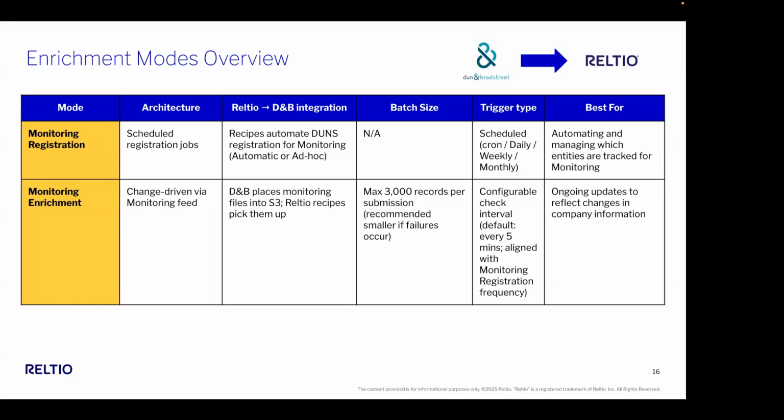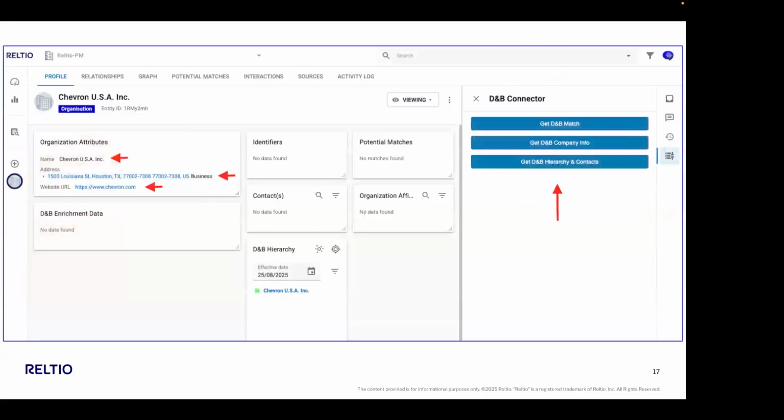And what is it best for? It's purpose built. It is for ongoing updates to reflect the latest changes in company information. So you get the latest feed from DNB, and your Reltio profiles reflect those latest changes that are happening in DNB. So that covers the enrichment modes we support.